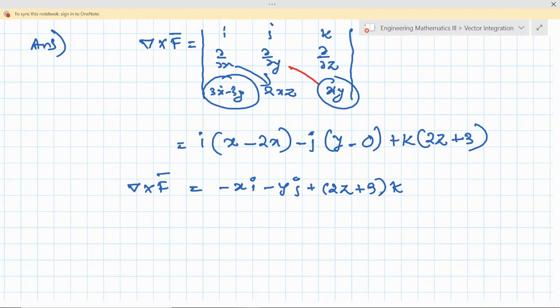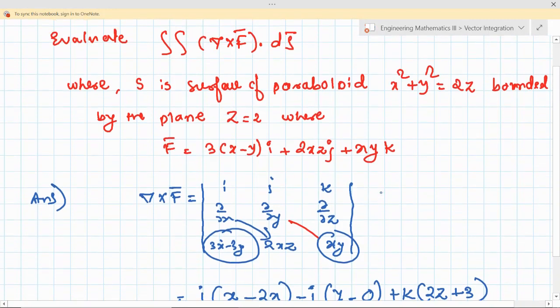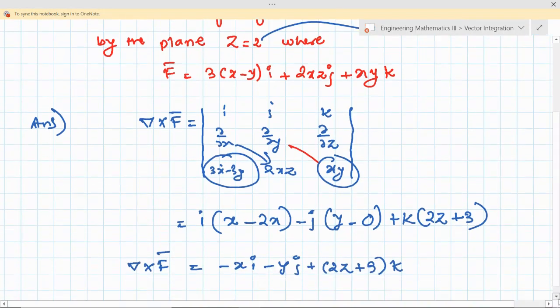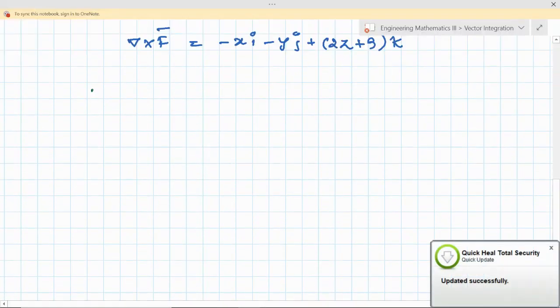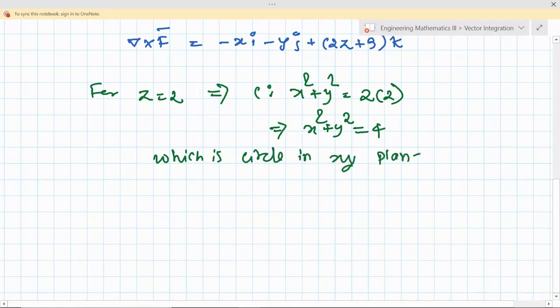Now what is n cap? The n cap is very important here. As z is equal to 2, if we put z equal to 2 in the paraboloid, what do I get? x square plus y square is equal to 2 into 2, which is 4. Am I right? This is a circle in the xy plane.